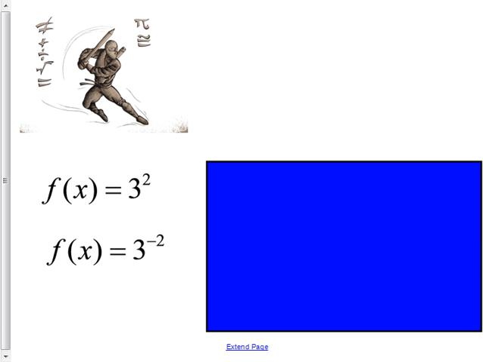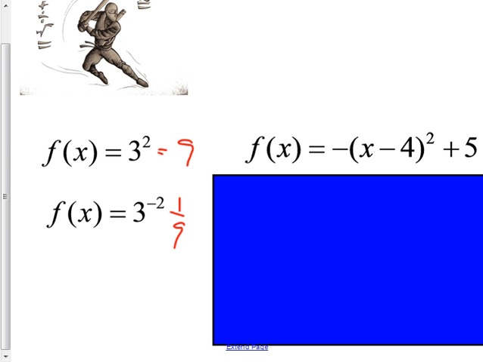Okay, moving on. 3 squared, duh, 9. What's 3 to the -2? 1/9. Okay. How about that? Ooh. All it is meant to remind you is that something like that is just something that's been moved. It's been flipped. And it's been moved to the left or right. It's been moved up, down, and it's been flipped. What's that mean?